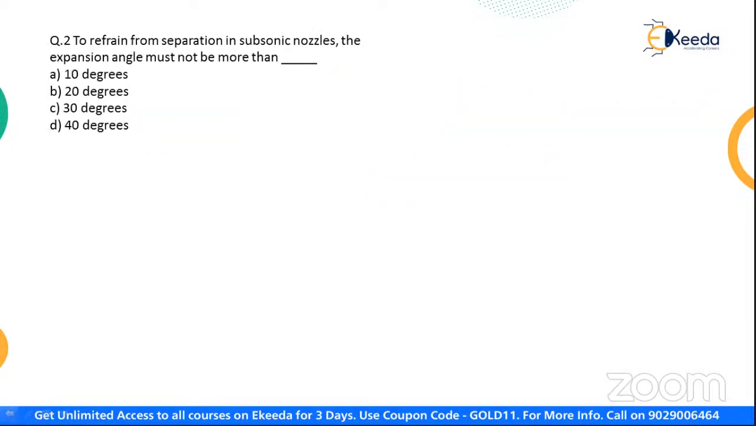Moving on to the next question, that is question number 2. To refrain from the separation in subsonic nozzles, the expansion angle must not be more than what? If the angle that we are providing in the nozzle is more than 10 degrees, then there will be a drift. If the angle is more than 10 degrees, then there will be a drift amidst the nozzle. Within the nozzle only, a drift will be developed.